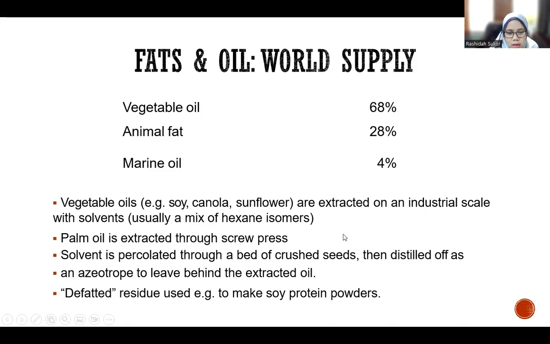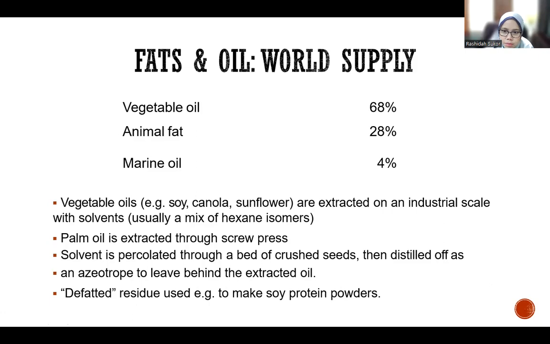I'm not sure which course, maybe through your degree you get to see this, maybe a site visit. If you get the chance, please go to a palm oil extraction. The solvent is percolated through a bed of crushed seeds and then distilled off as an azeotrope to leave behind the extracted oil. So you can actually see this maybe in videos on YouTube.